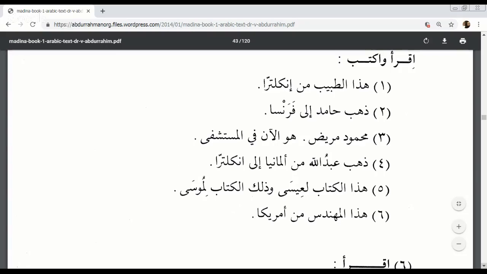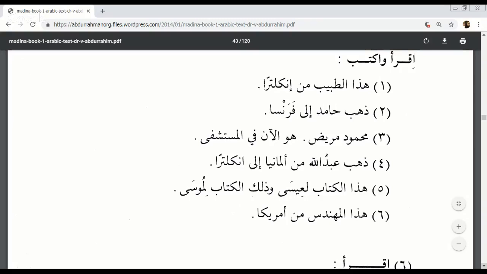Go ahead, Zara. Could you read the first sentence, please? هذا طبيب من إنجلترا. Repeat that, please. هذا طبيب... Are you saying طبيبٌ, yes? With tanween. Okay, but it has alif lam. Oh no, sorry, it's not. هذا طبيب من إنجلترا. Okay, good.